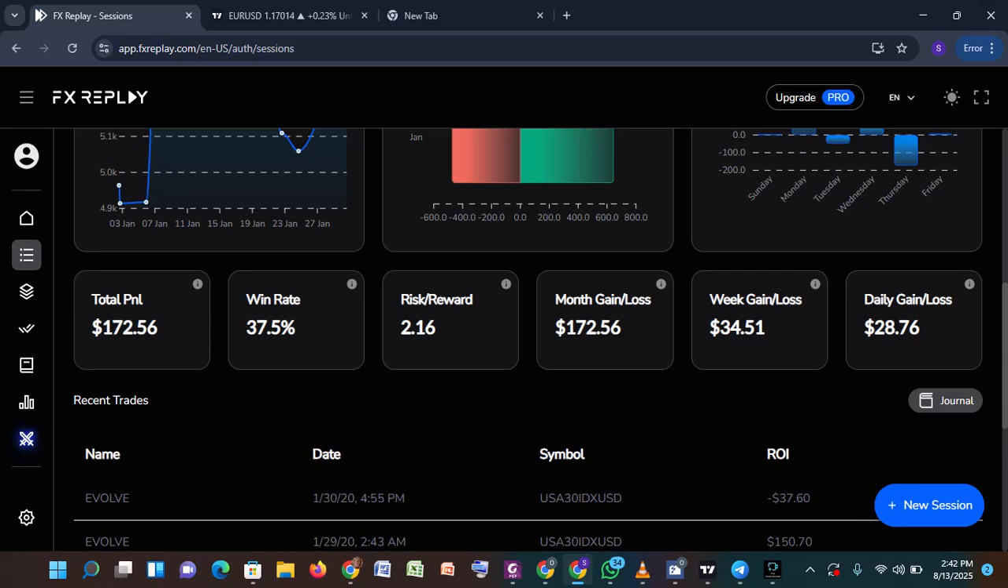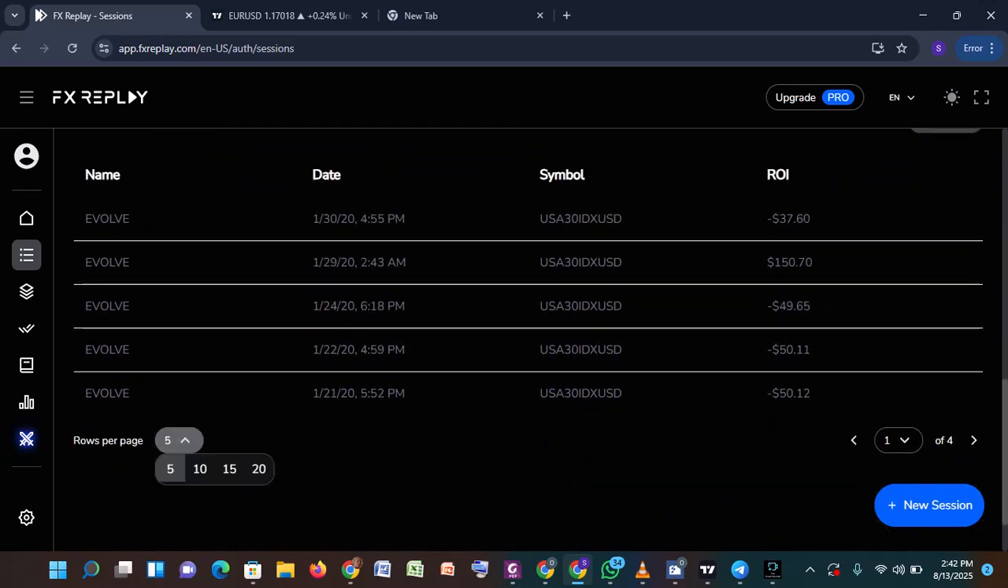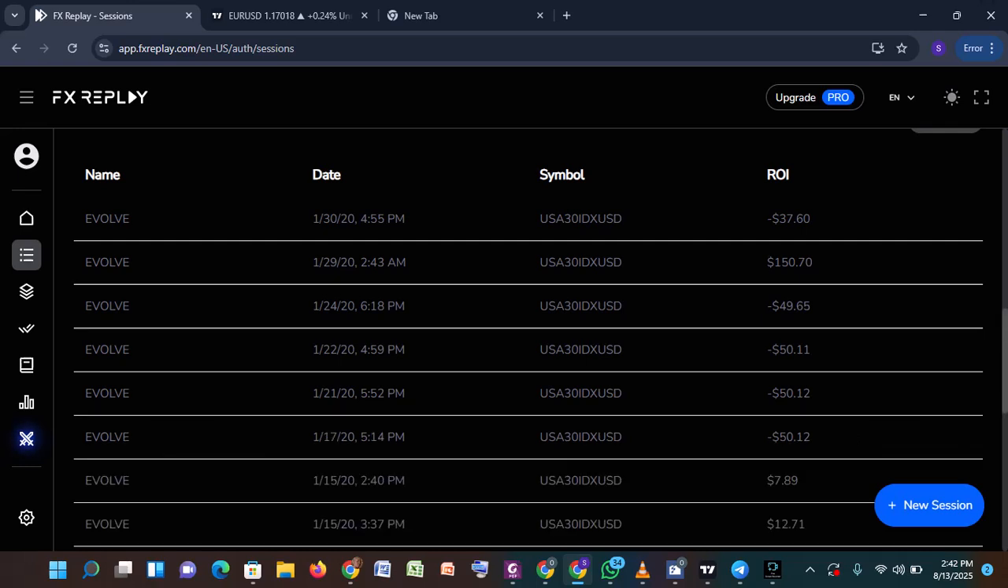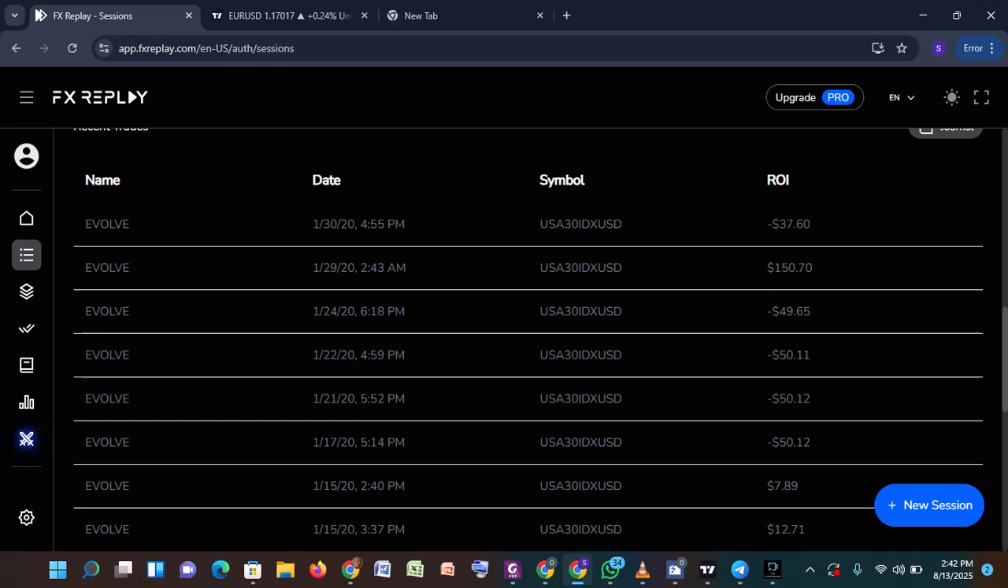My average risk reward is 2.16, and I don't target too hard. I normally target 3R, and I guess this comes from the break-even trades that I have, because I also include break-even. You can see monthly gain, weekly gain, and the daily gain. Let me expand this so you can see how the trades are. You can see the name that I use for this. I use Evolve, and you can see the date, symbols, and the return on investment.